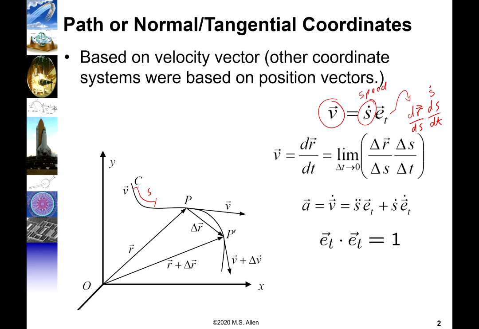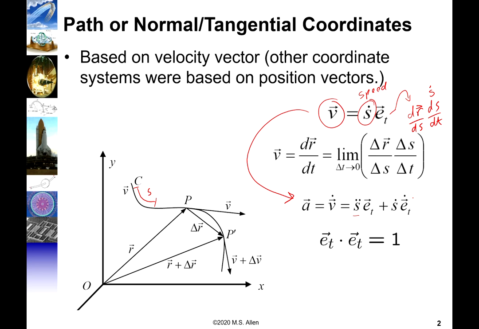To get the acceleration, we'll take the derivative of the velocity, and so we get two parts from the chain rule. This is the acceleration along the path, and then we have a component where we have s dot times the derivative of the unit vector along the path. How do we get that?